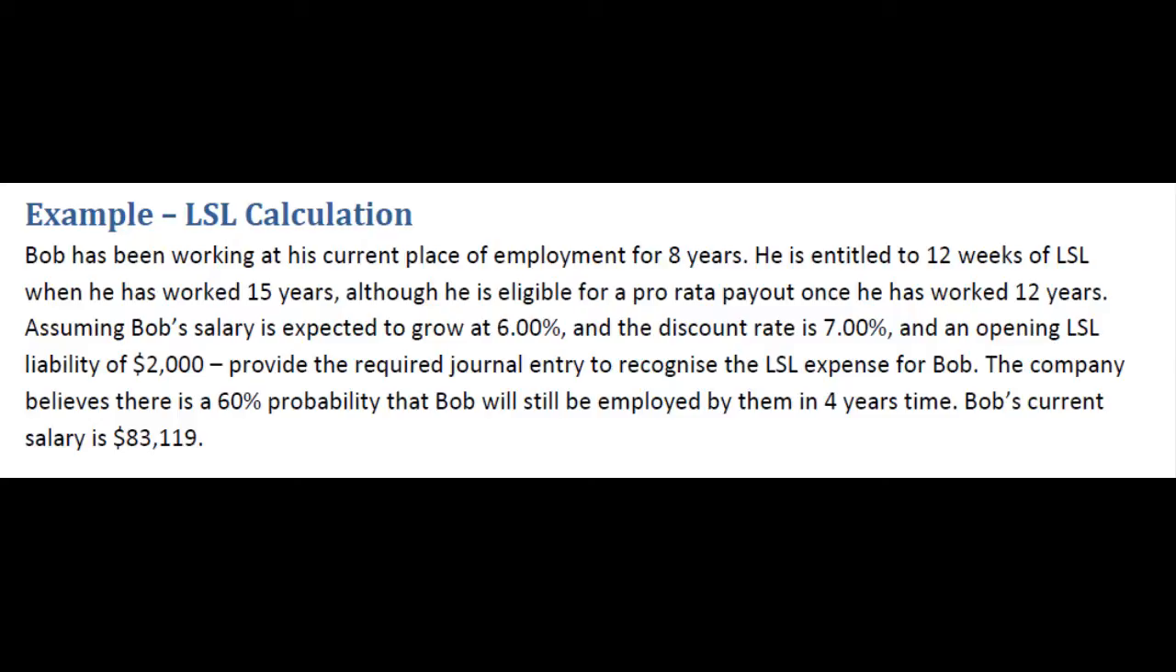Now, the thing I just want to talk to you about really quickly is assumptions. Assumptions are really big in this. And it's where, as I was saying before, professional judgment and professional assumptions are a really important issue. If we look through the numbers we've been given, 83,119 is a given number. We know that with certainty. That's what he's getting paid. However, the 6% growth rate, that's a made up number.